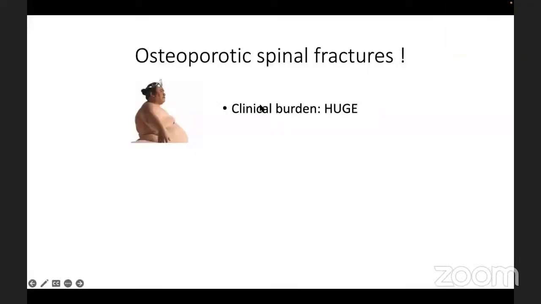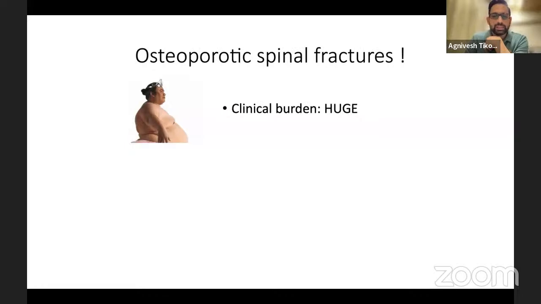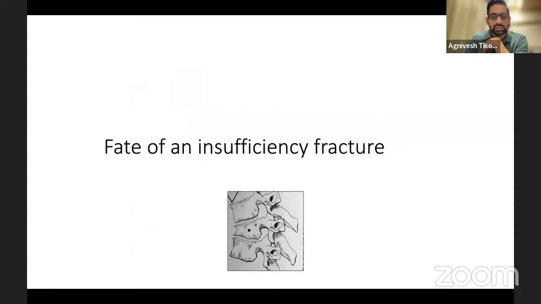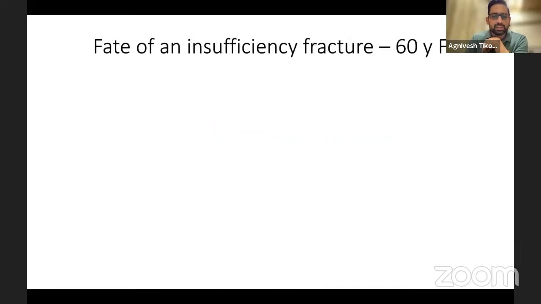So the osteoporotic spine fractures are one of the commonest osteoporotic fractures you encounter. And the whole thing stands on a very poor base because everybody has a different way of treating the fractures. And most of the time it works because nature is kind. And sometimes we land up in a very difficult situation with these patients. So what happens when the patient has an insufficiency fracture?